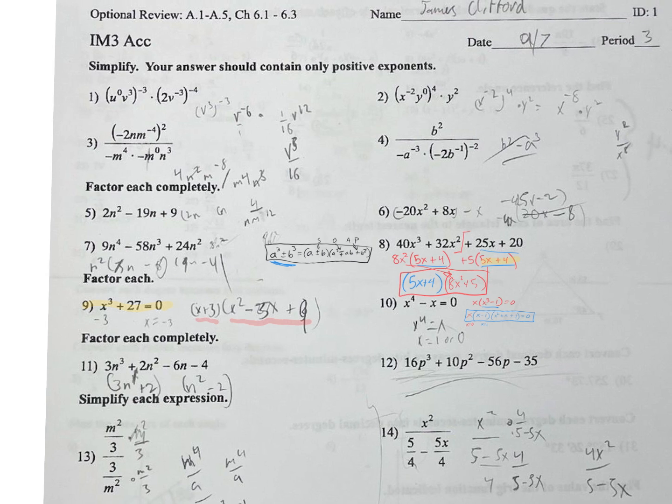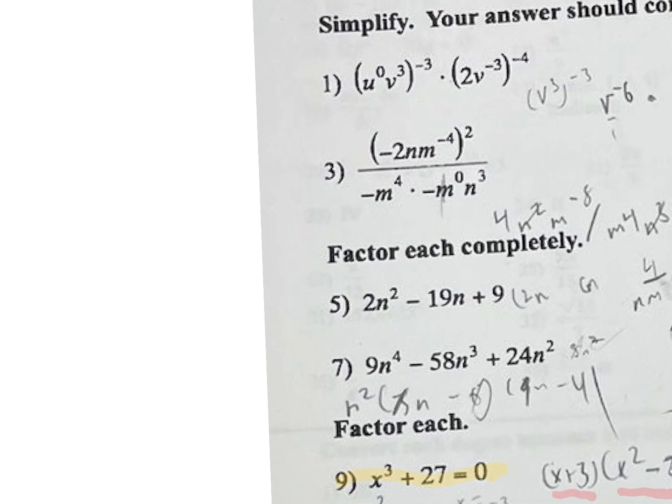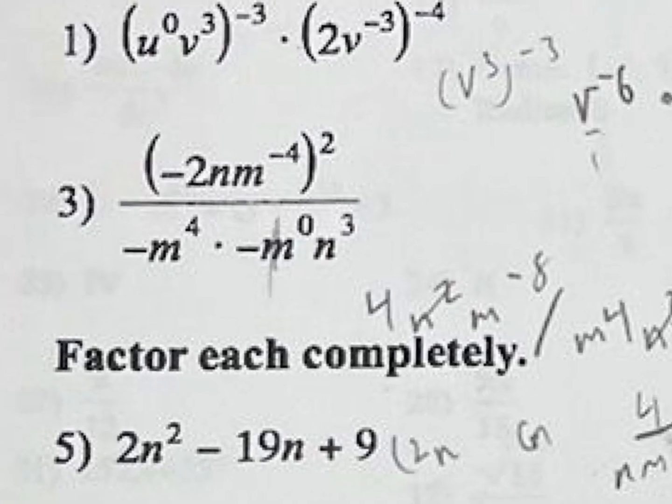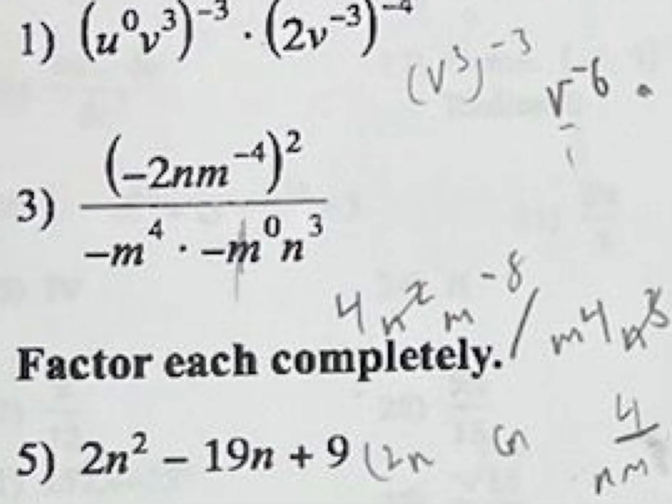Maybe these ones up here look like they could be a little messy. Let's play with number 3. So number 3, I would just do a little bit at a time.